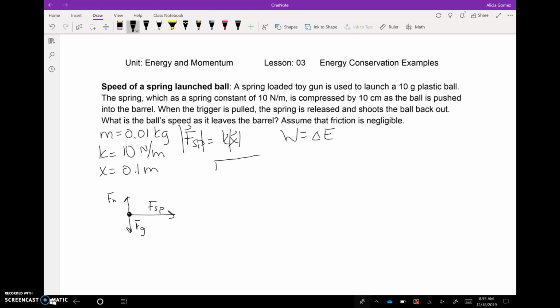So kind of sketching that out. Alright, so maybe this is the barrel of this toy gun. And we have a spring here, and the spring is squished. It's compressed. And then we have our ball here. Alright, so we'll say this is fully compressed. So that's when our x is equal to 0.1 meters. Alright, we also know that our speed here, we'll call this our initial, is equal to 0.